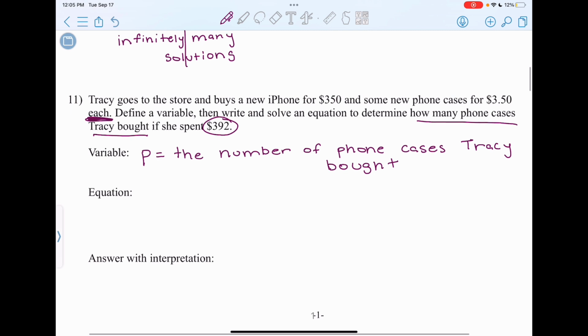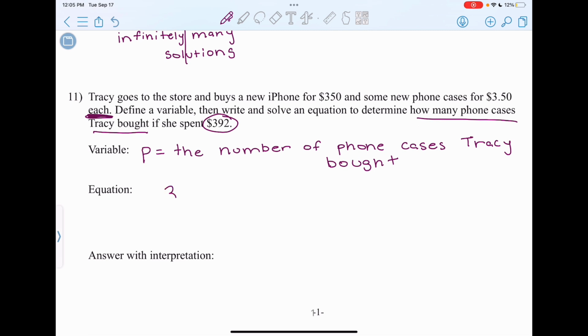Now I'm going to make my equation. She bought an iPhone for $350 and some amount of phone cases for $3.50 each. That each tells me that my variable is going to go next to that value because for how many phone cases she bought, she spent $3.50 for each of them. And her total was $392. And so that is my equation. And now I'm going to solve for P.